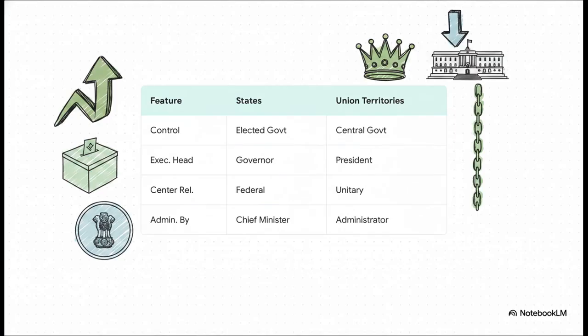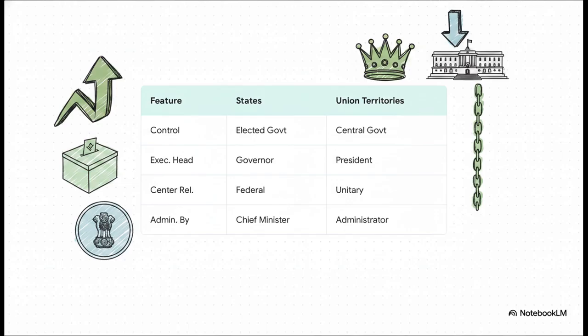Now, what's really interesting about this slide is the stark contrast in how these areas are actually run. Not all bordered regions follow the same political playbook. States operate on a federal model. They've got their own elected governments and their own administrative units. While the true executive head is technically the governor, the region is actively run by a chief minister who is elected directly by the people.